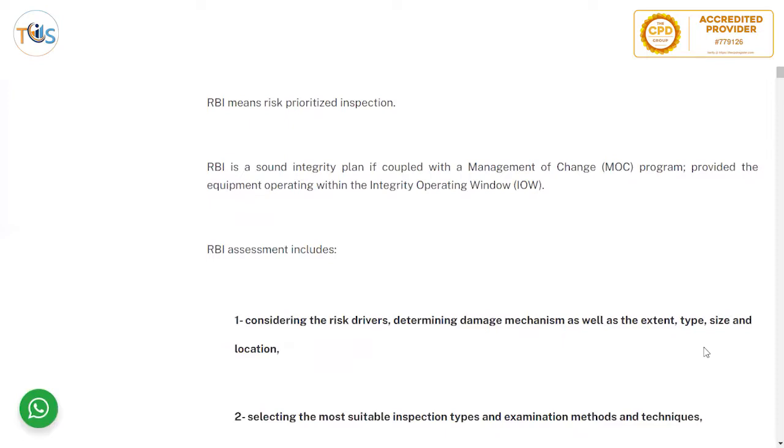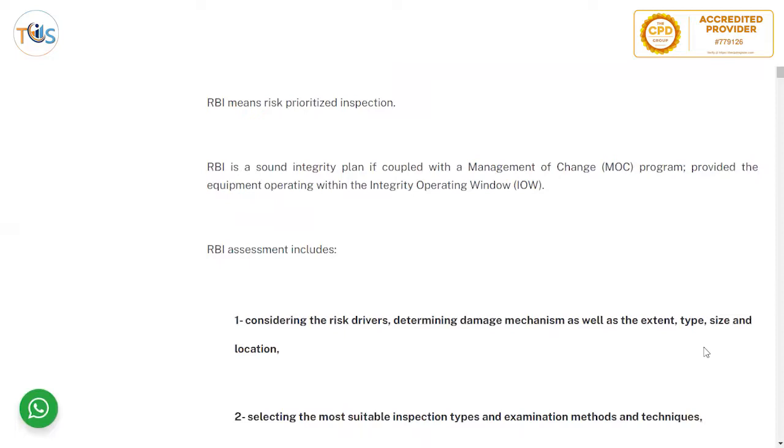RBI means risk prioritized inspection. So this can also be a potential question. In RBI, the inspection is prioritized based on risk. So you have to read it the other way around: inspection based on risk, IBR.